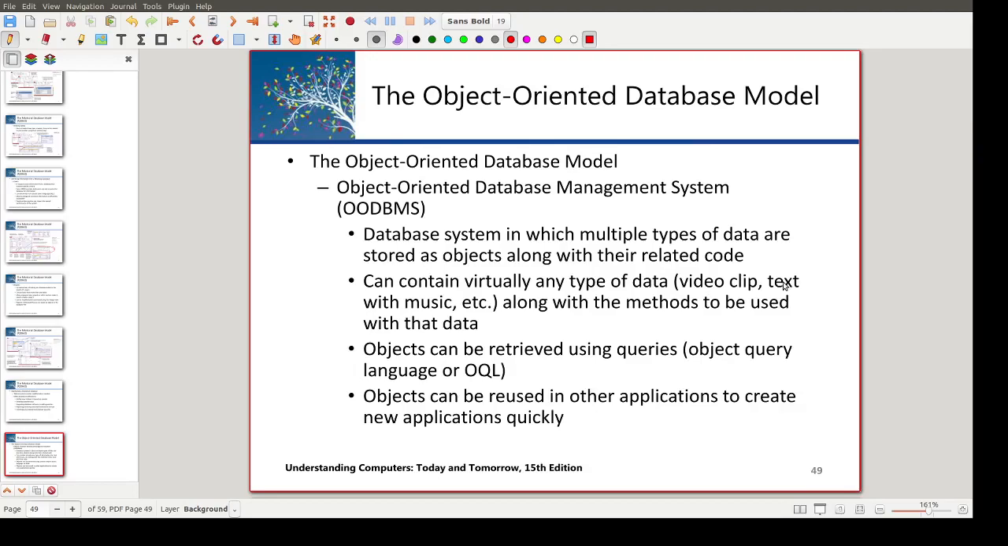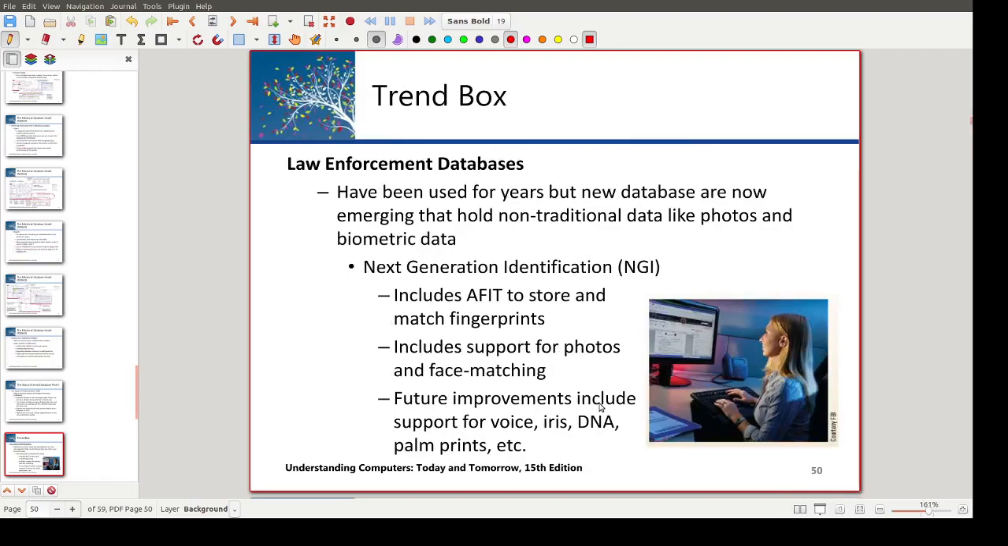If you recall, we don't use this in the relational database. Why? Because I can always add a URL for the object and use it as a text, for example. URL, which means address. Where can I find this object? Objects can be retrieved using queries as well, Object Query Language, or OQL. Objects can be reused in other applications to create new applications quickly.